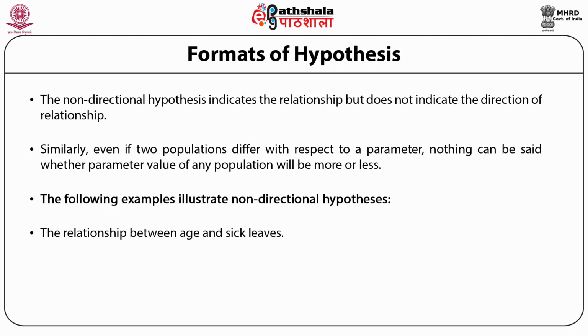The second example reads, the difference between the average heartbeats of men and women. So again, the point that we want to bring to your notice is that there may be a relationship between the heartbeats of a man and a woman. But by this hypothesis, we are not able to tell whether it is more or less. Therefore, they have been categorized as non-directional hypotheses.